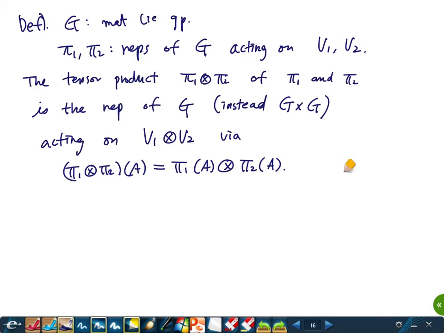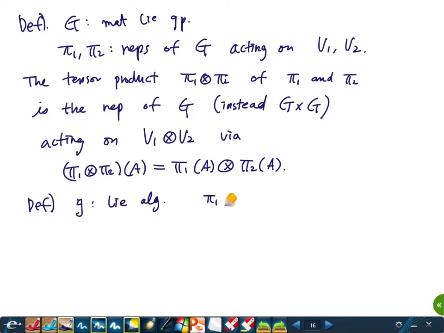So the only difference here is that H equals G, we are considering representations of the same group, and instead of considering the tensor product as a representation of G times G, we can think of this as a representation of G. All right. And similarly, we can define Lie algebra representation, tensor product of Lie algebra, in this way.